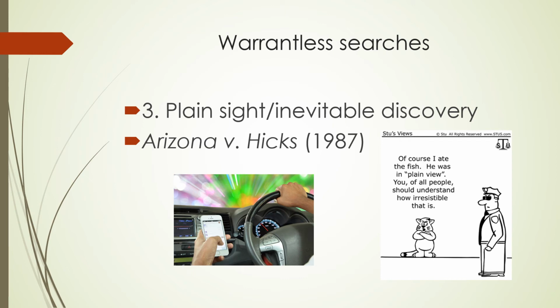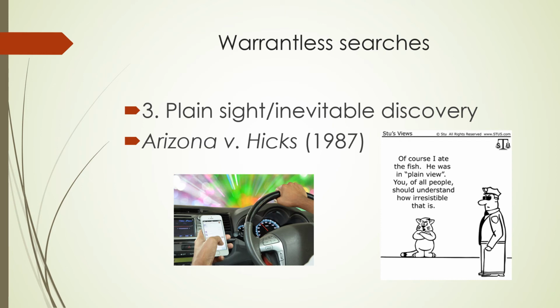But the Supreme Court said that actually was not plain sight. It wasn't inevitable that they would have found that stolen property. They actually had to manipulate it and move it to be able to find it. So cases come before the court having to do with plain sight and inevitable discovery. And this is an exception.